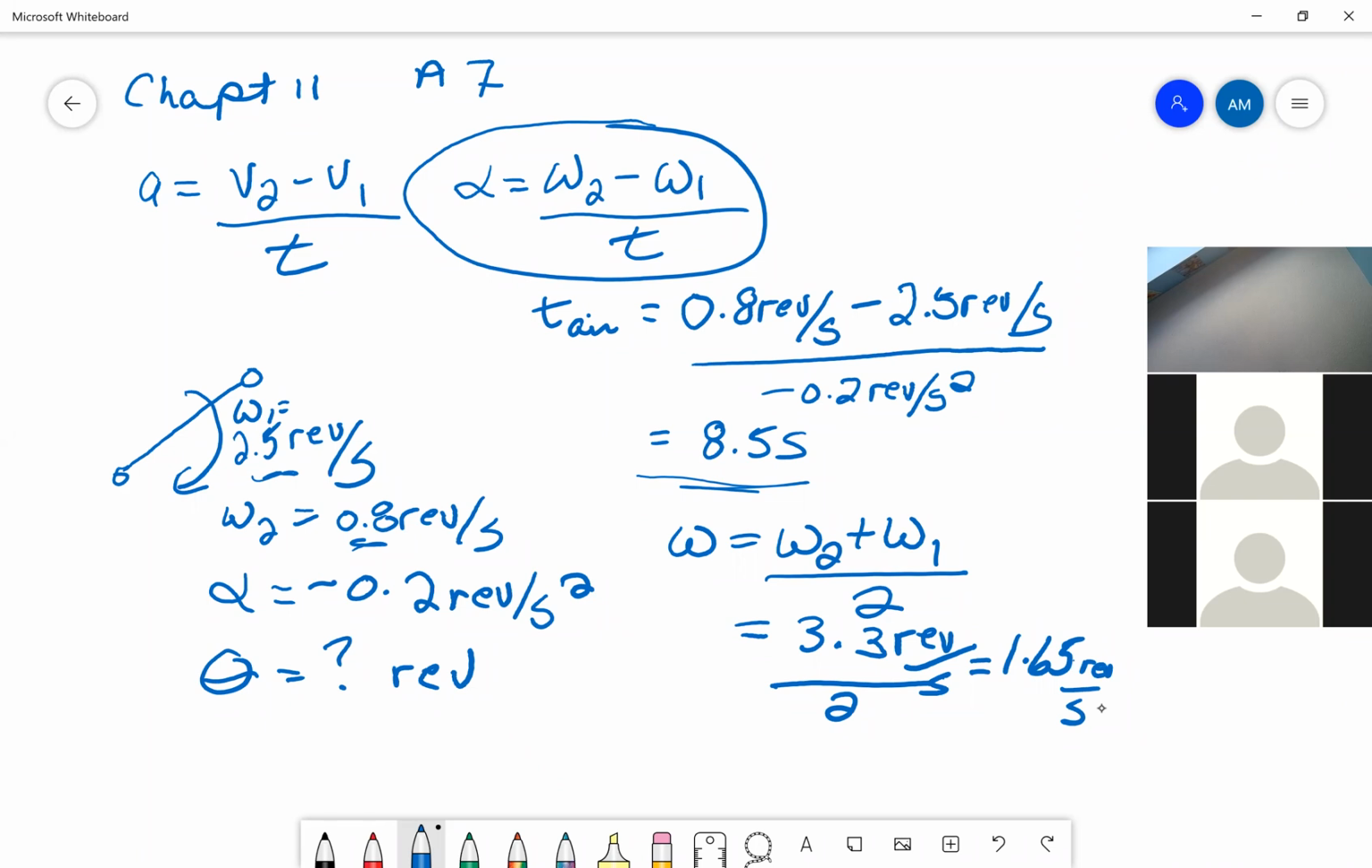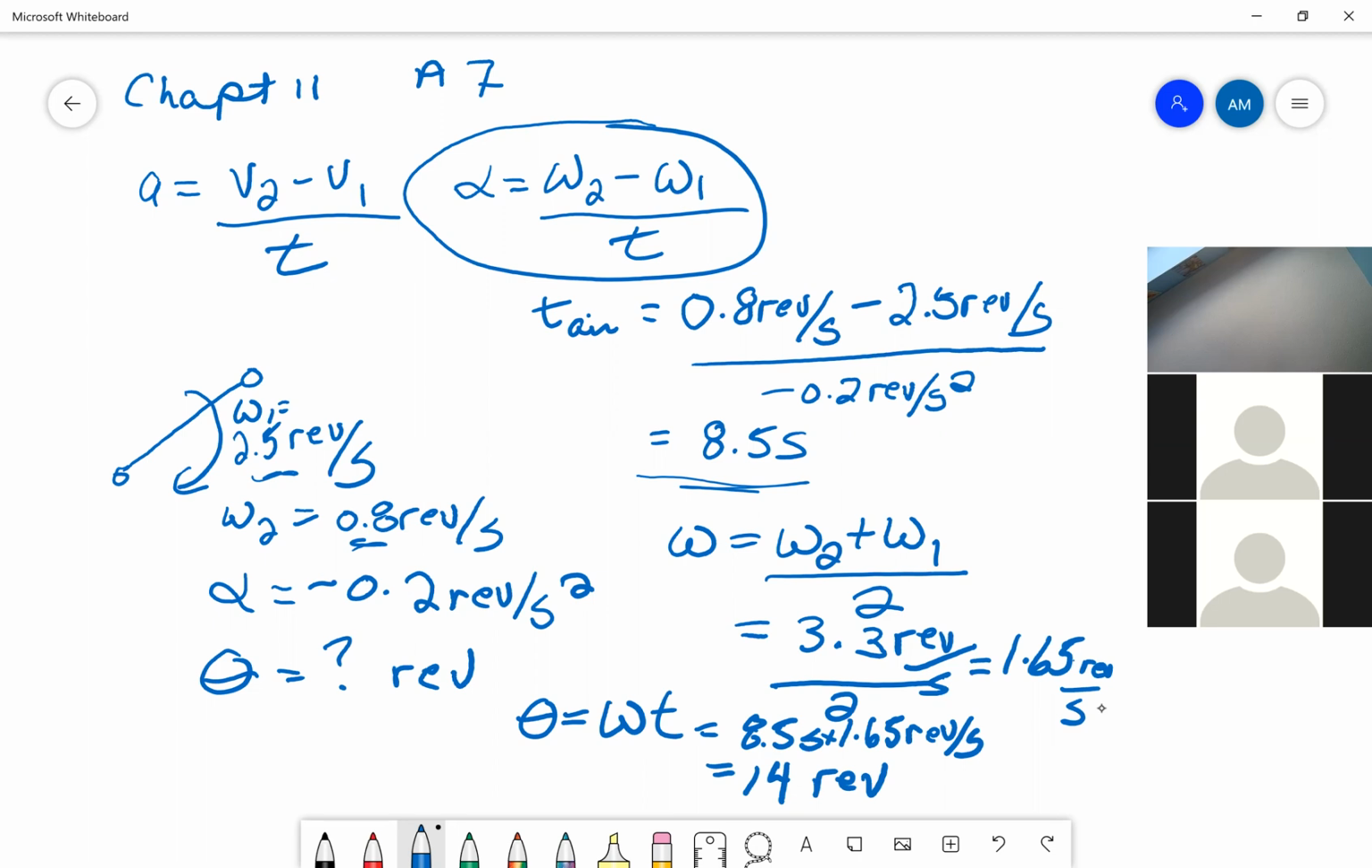So look at that, and theta equals your angular velocity times time, right? Because angular velocity equals theta over time. So I'm just rearranging that equation. So 8.5 seconds times 1.65 revolutions per second. And that equals what? 14 revolutions. And that's where you get your 14 revolutions.